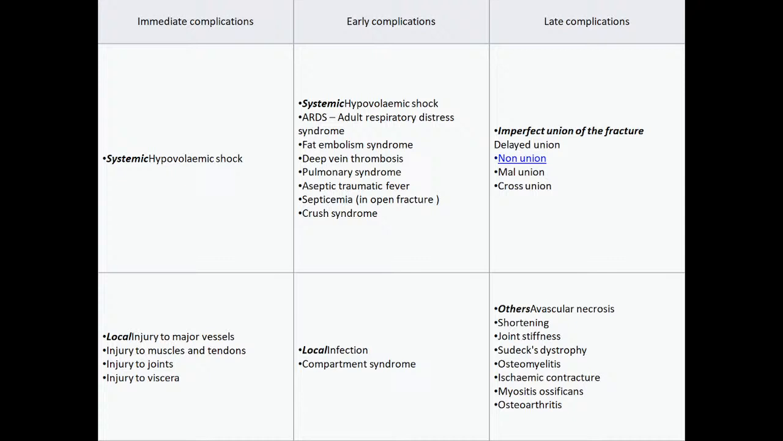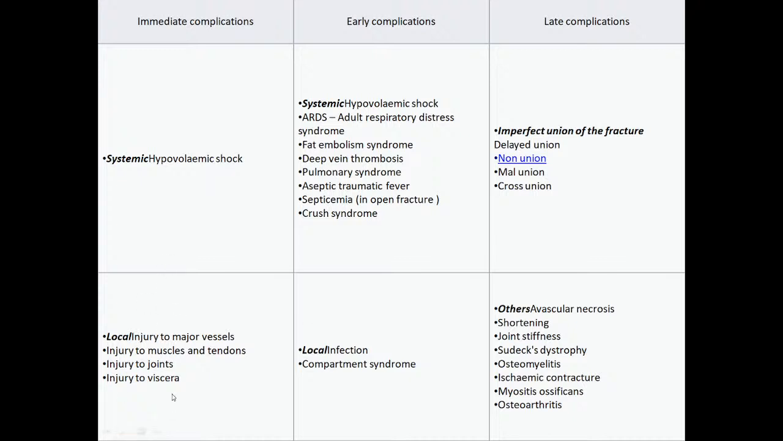If your patient has a bone fracture of the femur and damage of the femoral artery, it leads to bleeding and blood loss of about 1.5 liters. And this bleeding leads to systemic hypovolemic shock. These are systemic complications, early complications and late complications.